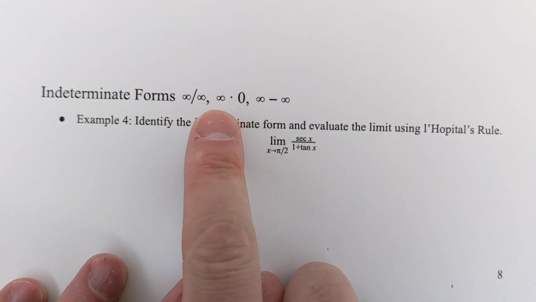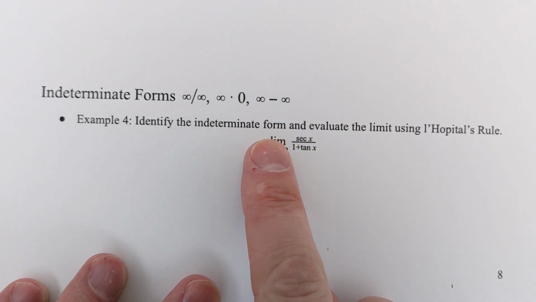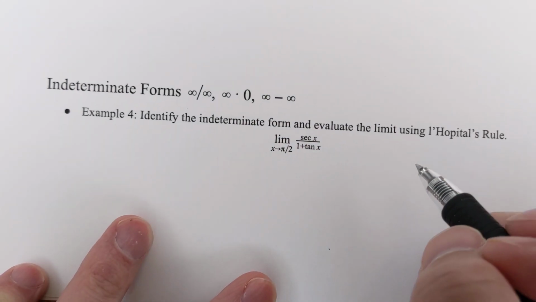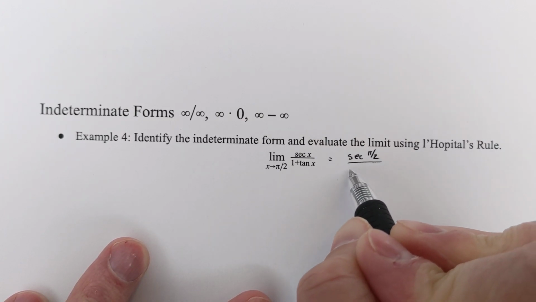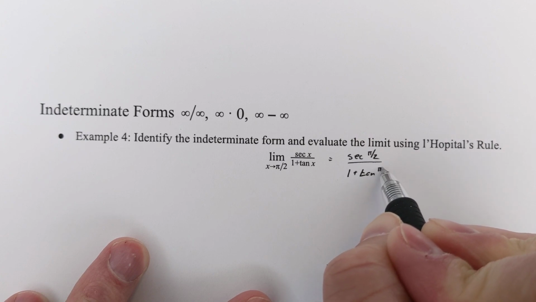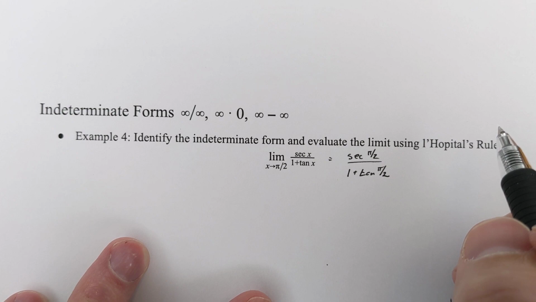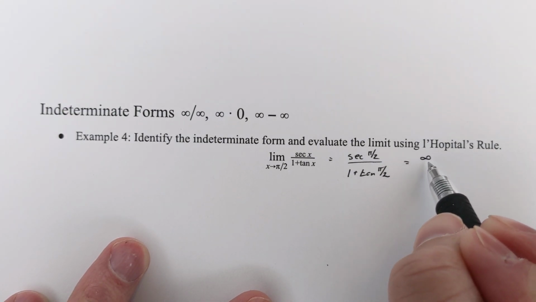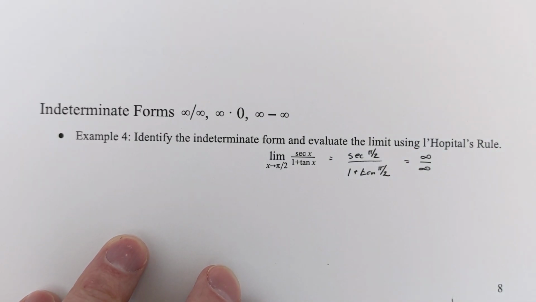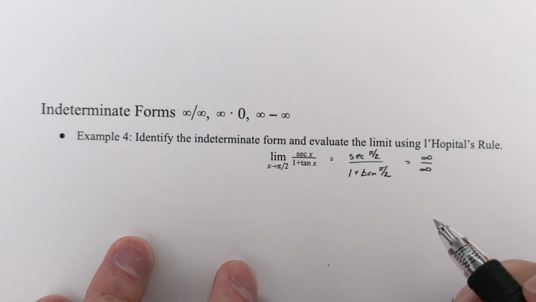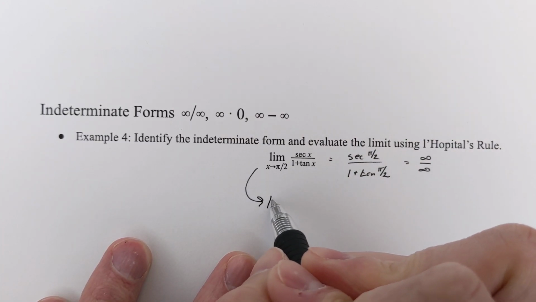Infinity divided by infinity, infinity times 0, or infinity minus infinity. So identify the indeterminate form and evaluate using L'Hopital's rule. So this would become the secant of pi over 2, 1 plus the tangent of pi over 2. So in this case, this becomes infinity over infinity. So we need to differentiate the numerator and the denominator. So take the derivative. So derive the secant.